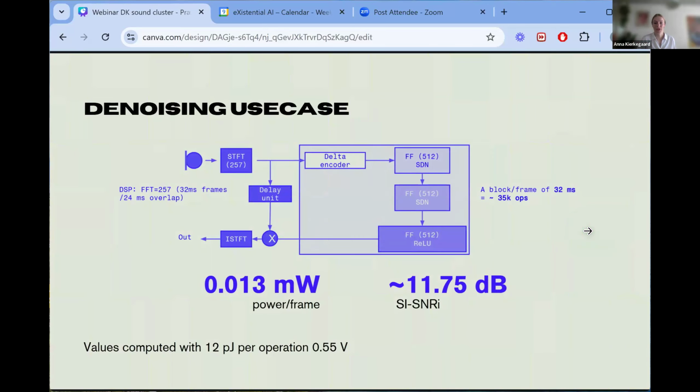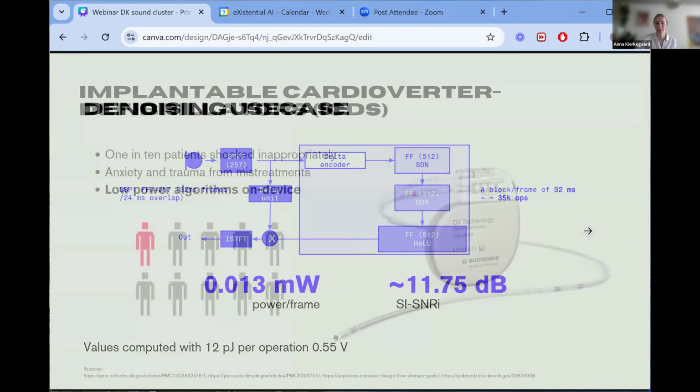We made some use cases for denoising. Basically, we found brain-inspired algorithms and figured out, with the way that we want to design our chip, how much energy this denoising algorithm is going to take, which is 0.013 milliwatt, with the same accuracy, or the same denoising capabilities.